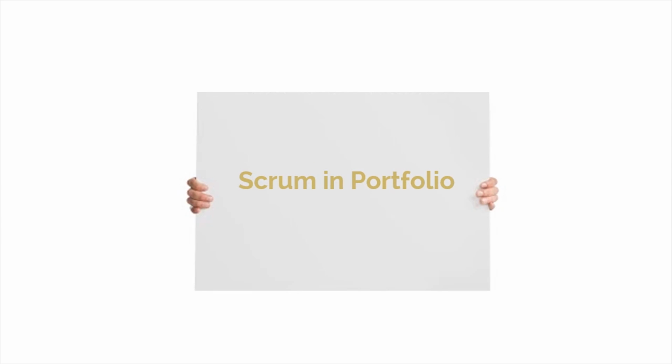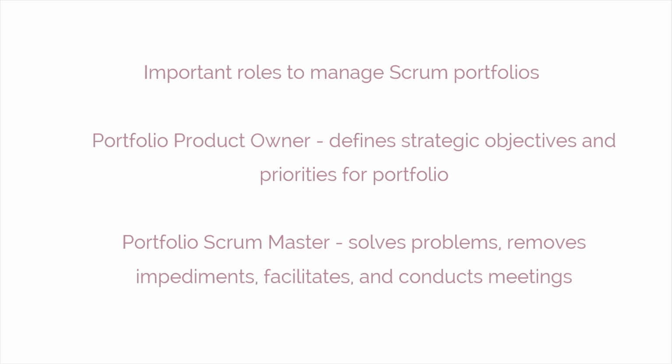Similarly in portfolios, the important roles for managing Scrum portfolios are the portfolio product owner, who defines the strategic objectives and priorities for the portfolio, and the portfolio Scrum Master, who solves problems, removes impediments, facilitates, and conducts meetings for the portfolio.